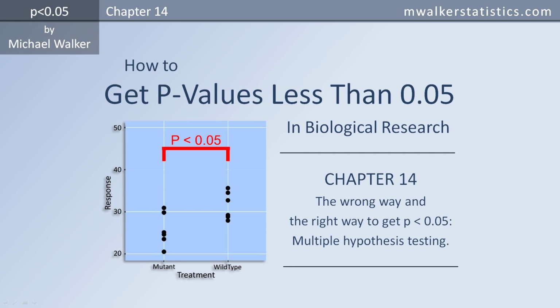How to get p-value less than 0.05 in biological research. Chapter 14. The wrong way and the right way to get p less than 0.05. Multiple hypothesis testing.